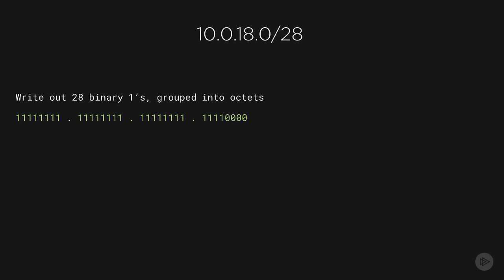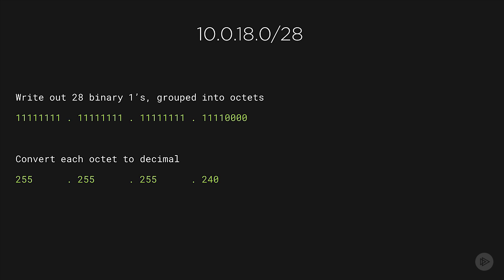The first thing we do is write out 28 binary ones grouped into octets. Moving from left to right, we have 8 ones, a dot, another 8 ones, another dot, and another 8 ones. That's 24 bits right there. 8 times 3 is 24. And then another 4 ones to make 28. Since each octet must have 8 bits by definition, the remaining bits are going to be zeros. Next, we convert each octet to decimal to get the dotted decimal net mask.